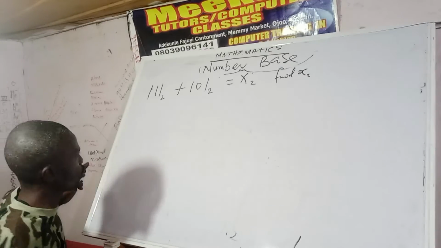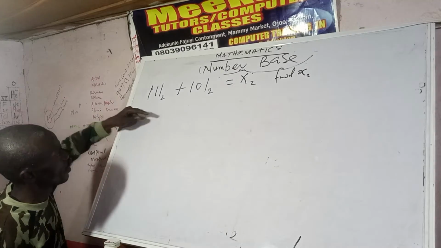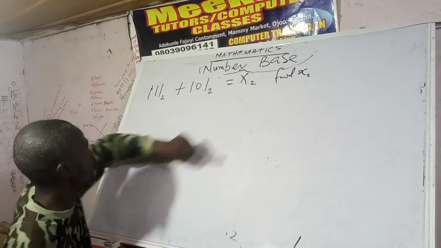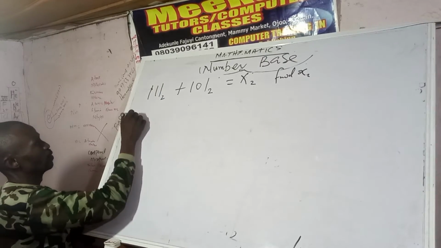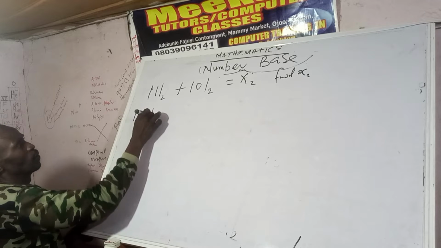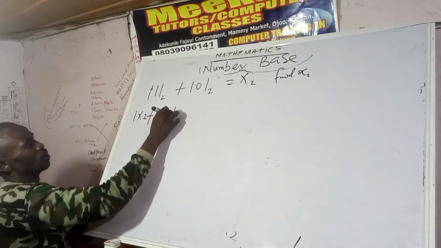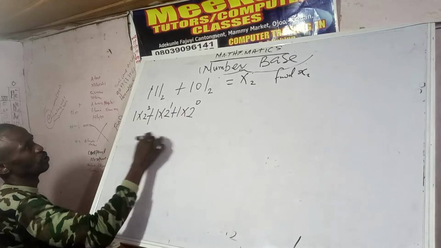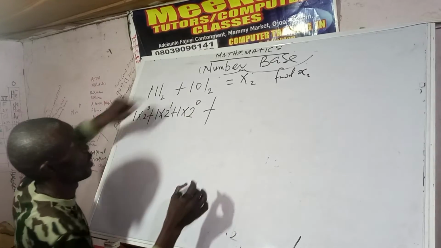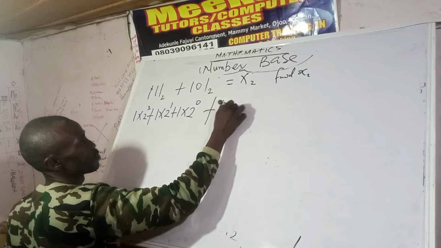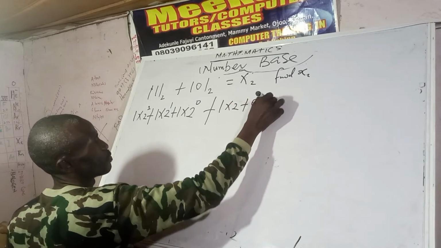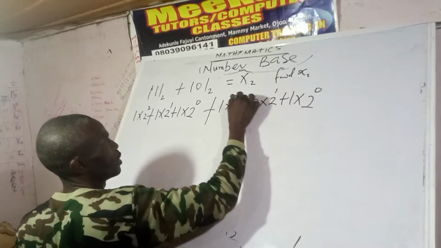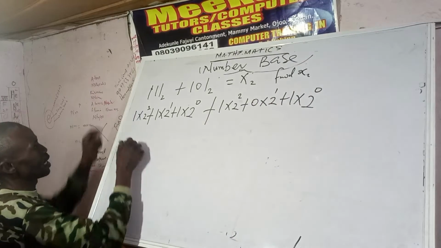What I will advise you do is convert this back to base 10, add it, then turn it back to base 2. Now, let's get cracking. 1 times 2 squared plus 1 times 2 to the power 1 plus 1 times 2 to the power 0. Let's perform this other operation here: 1 times 2 squared plus 0 times 2 to the power 1 plus 1 times 2 to the power 0.